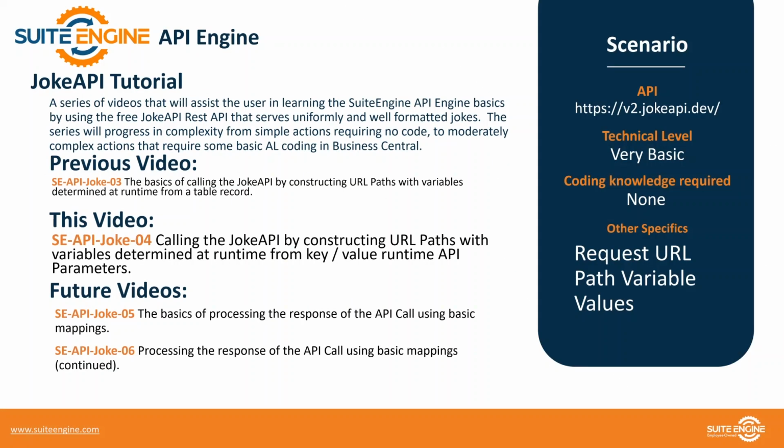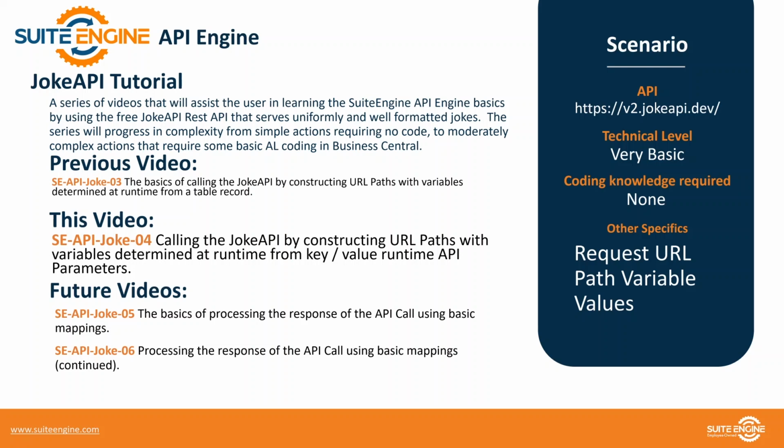Welcome to the fourth in our series of videos going through our Joke API tutorial, which illustrates how our SweetEngine API engine operates. If you remember from our third video, we were constructing URL paths to call APIs with variables that were determined at runtime. And in that video, we showed how to use a value from a table record in our API call.